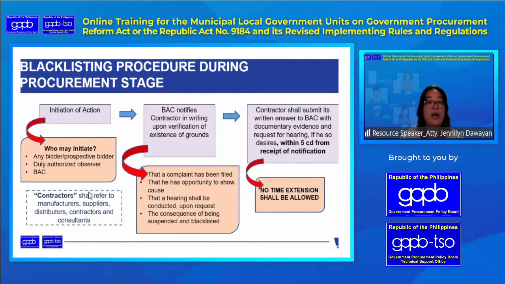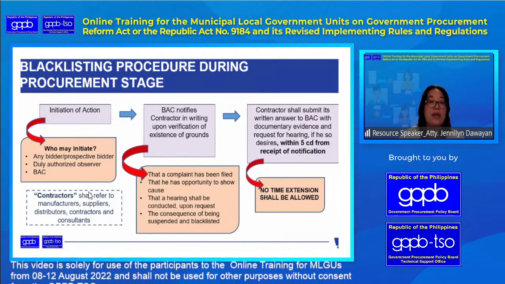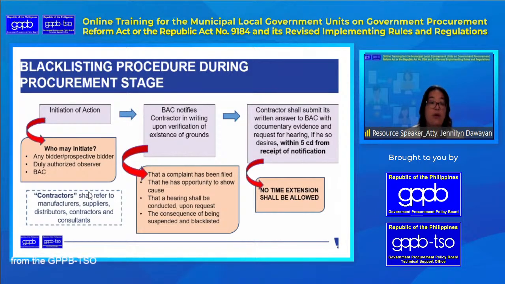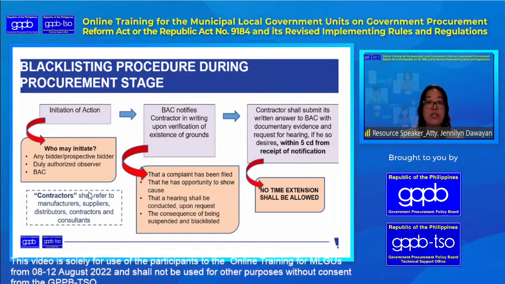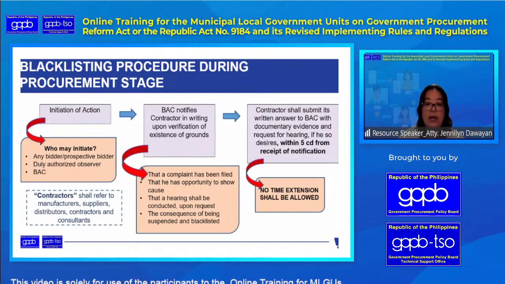And what are the consequences of being suspended and blacklisted? So these things should be indicated in that notification to the contractor on the action that was initiated as against him. And then the contractor shall submit its written answer to the BAC with documentary evidence, of course. And if he so desires, kung gusto niya, magre-request din siya ng hearing within 5 calendar days from the receipt of the notification. So take note dito na walang extension na i-allow in this case. There's no extension that will be allowed.